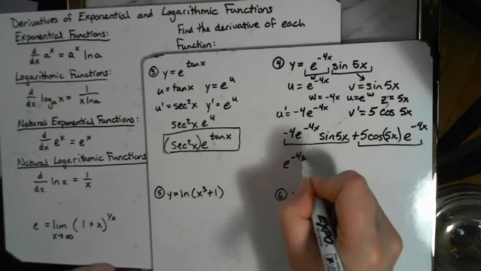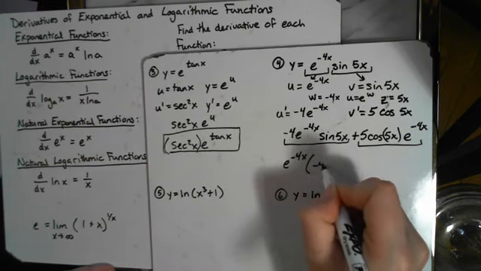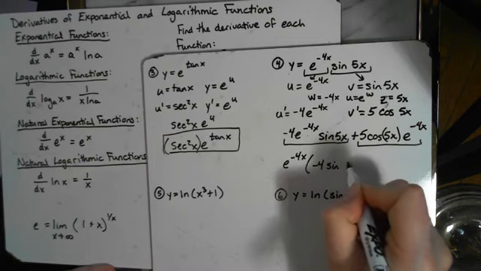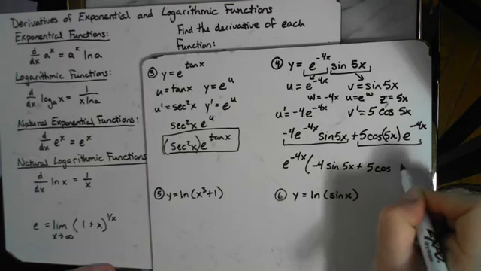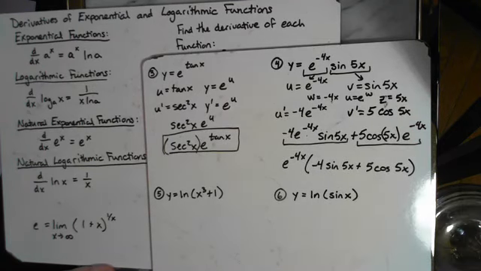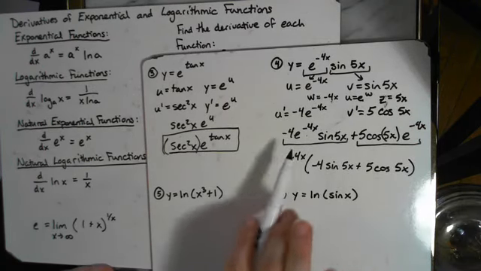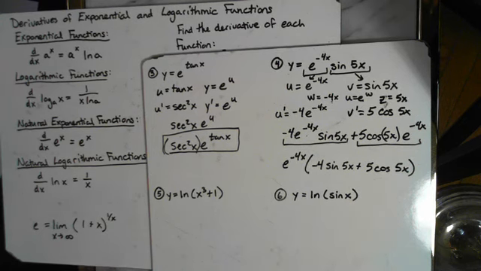E to the negative 4x times negative 4 sine of 5x plus 5 cosine of 5x. And that does clean it up a little bit. This was very messy, so it just combined it a little bit. And that's it for that example. In the next video, we're going to talk about our natural log function and finding its derivative. So make sure to watch that before moving on to your homework.